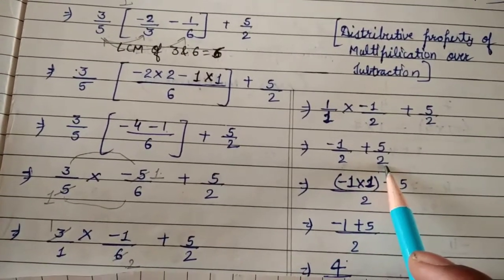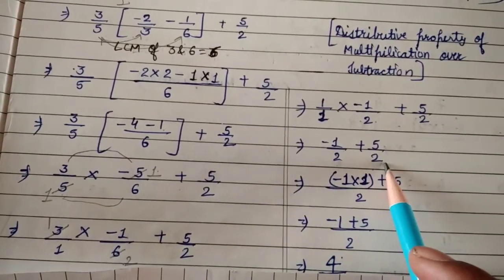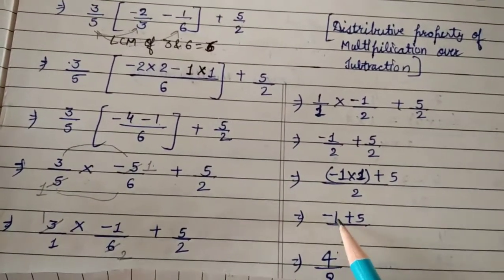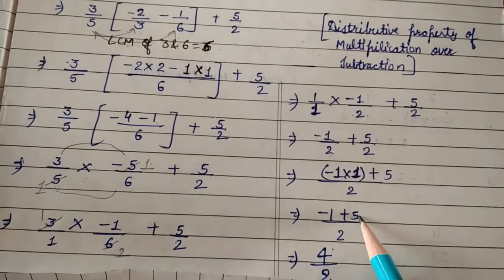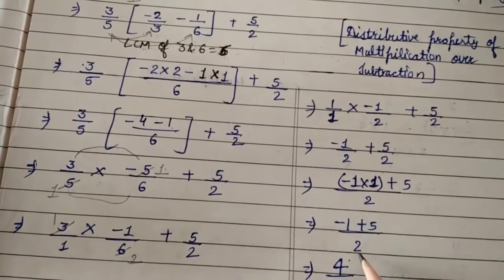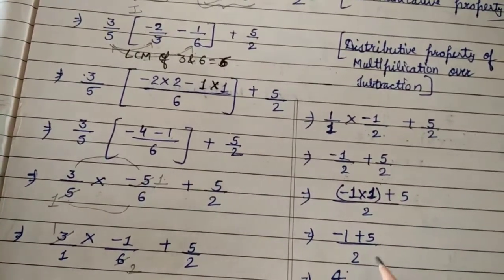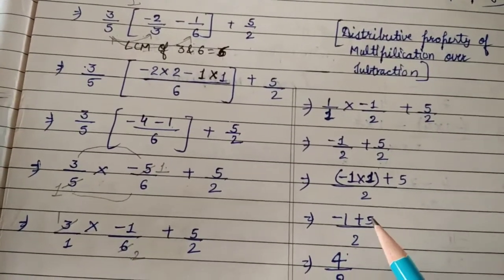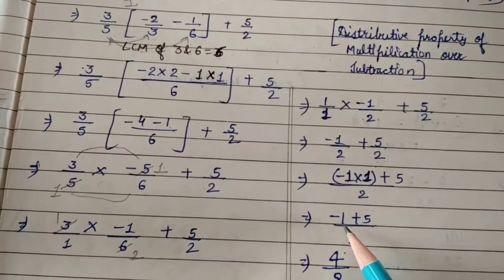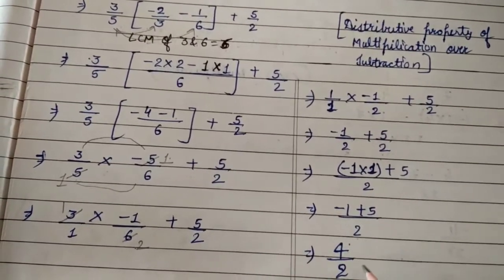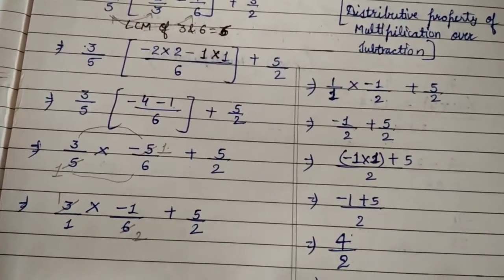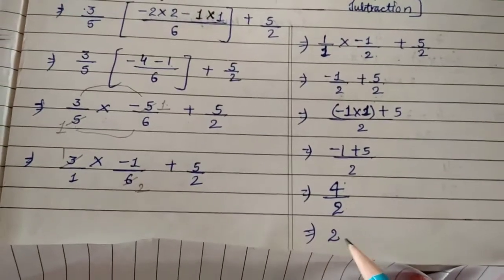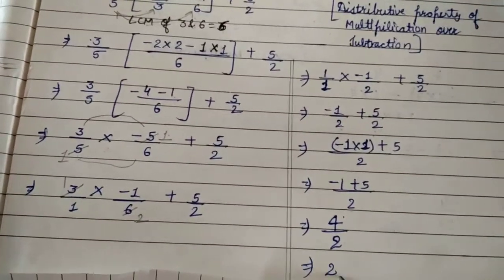You can simply see their denominator is the same, that's why minus 1 plus 5 upon 2. Here the denominator will come only one time. And minus plus, 5 minus 1 is 4. And 4 divided by 2 will give us 2. So the answer of this part is 2.